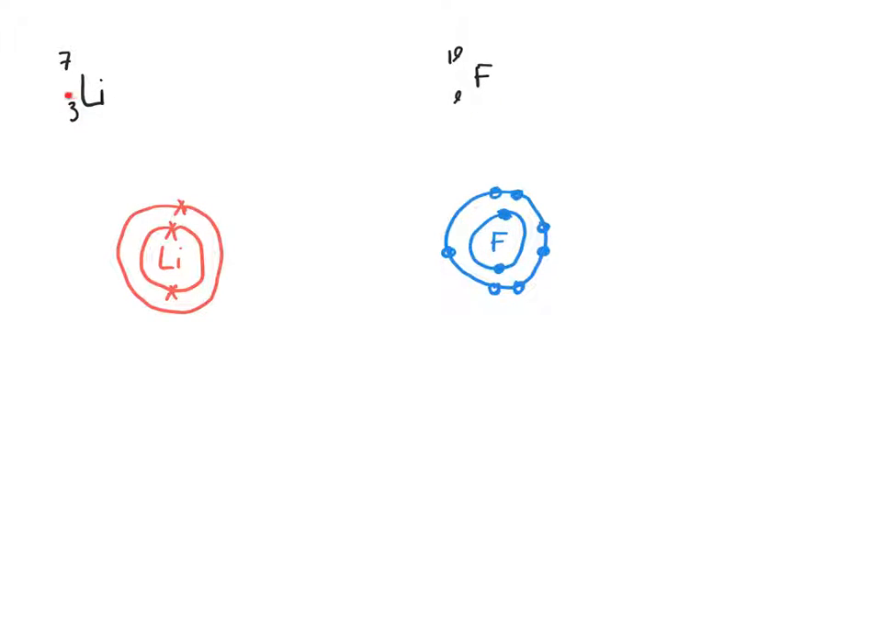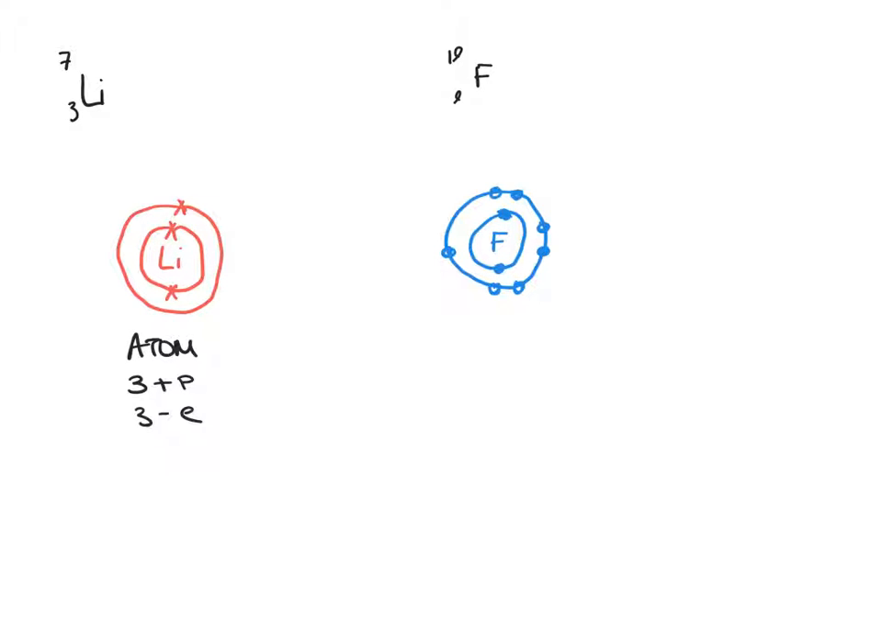You can see from the atomic number that lithium has 3 protons, and if it's got 3 positive protons, it must also have 1, 2, 3 negative electrons. So I'm just going to write that underneath the atom. So this is an atom, and it has 3 positive protons and 3 negative electrons.